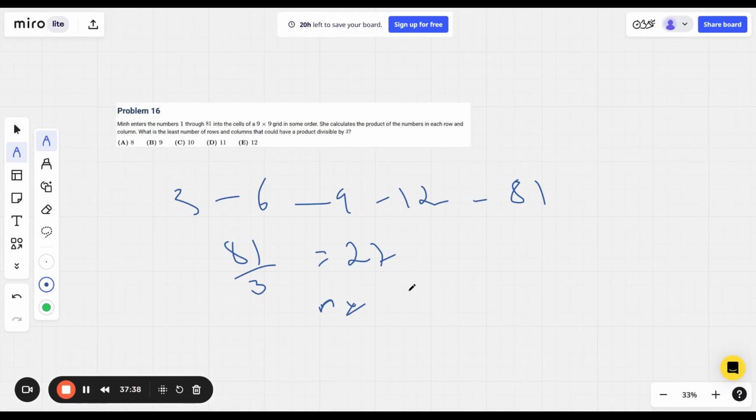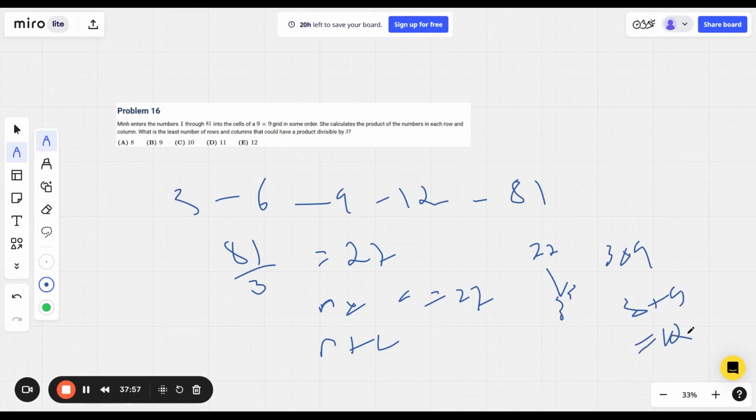So like R times C equals 27, and we want to minimize R plus C. So we're just going to find factors as close as possible to each other. 27 is just 3 to the power 3, right? So the factors that we can probably find are just 3 times 9, and 3 plus 9 equals 12. Can we do better? 27, 1, 3, 9, 12.